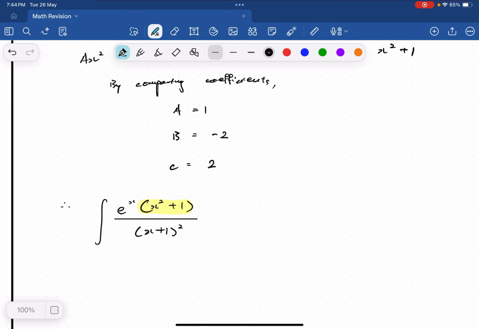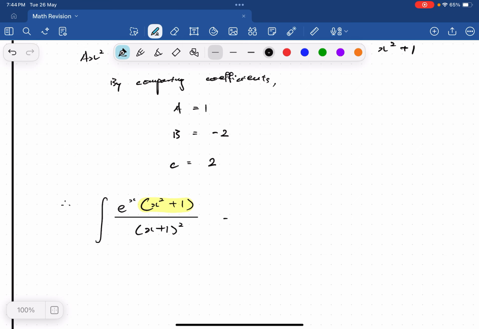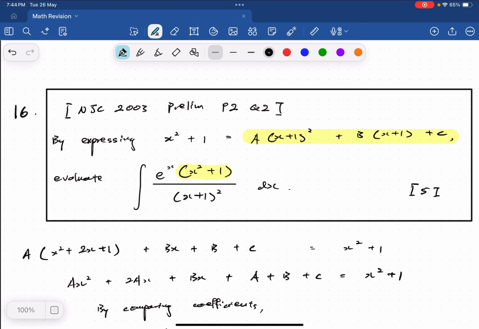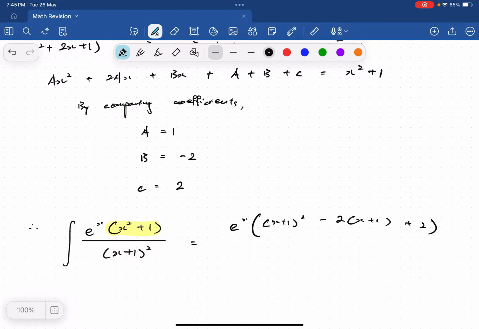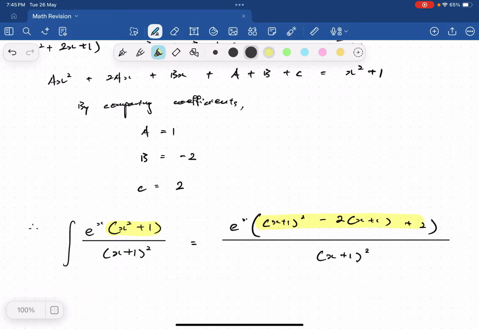So this thing, I have expressed it, is equals to x, and then I replace with my a, x plus 1 squared plus b x plus 1 plus c. So I have found that a is just 1, so it's just like that, minus 2 x plus 1, and then plus 2. Correct? Yeah, correct. So that's the fraction. This yellow part here, I have expressed it. And then, of course, I need to add the integral.